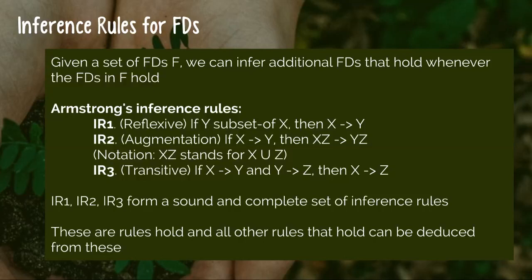The second inference rule is the augmentation rule, also called partial dependency. In augmentation, if X determines Y, then XZ determines YZ for any Z. For example, if we have a relation with attributes A, B, C, D, and A determines B, then AC will determine BC. That is the augmentation rule.